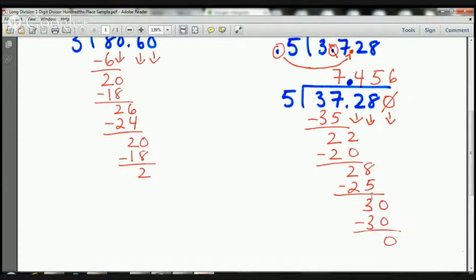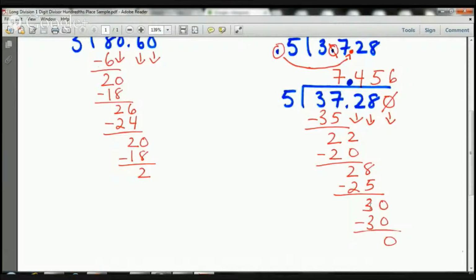5 times 5 is 25. I'm going to put my 25 here, my subtraction sign, my line, and then I'm going to subtract. 28 minus 25 equals 3. And I could have stopped right there, but I'm going to add a 0. That's new. I'm adding this 0, and I'm going to drop it down and see what happens, okay?